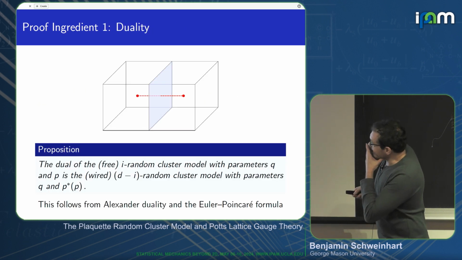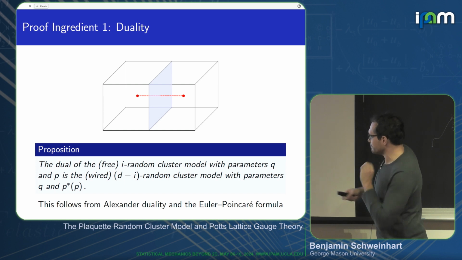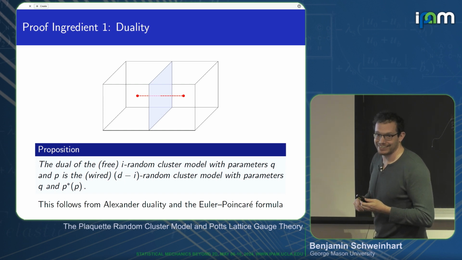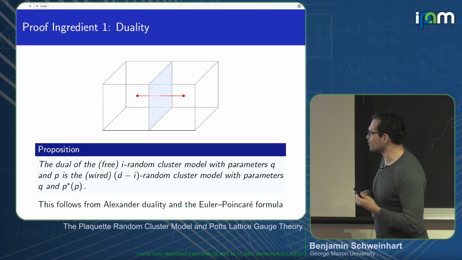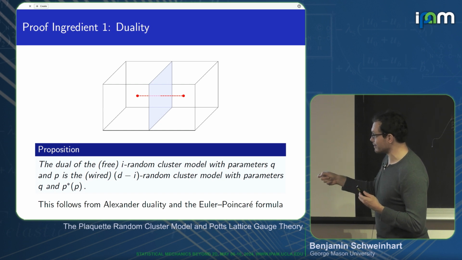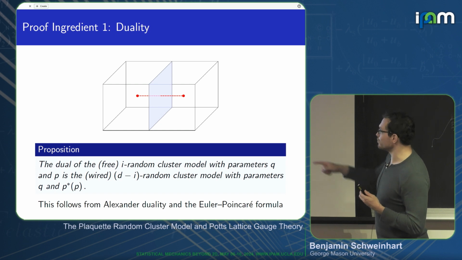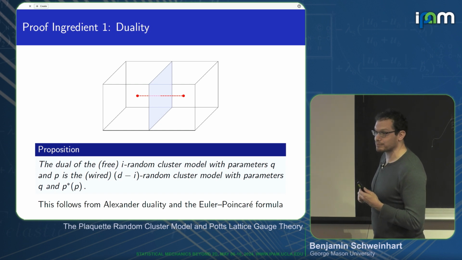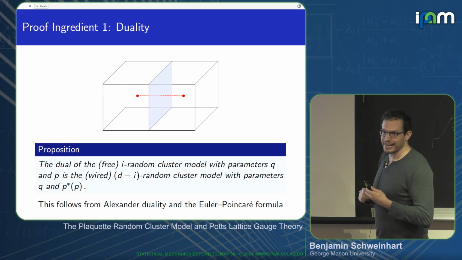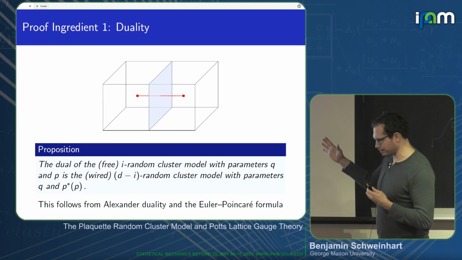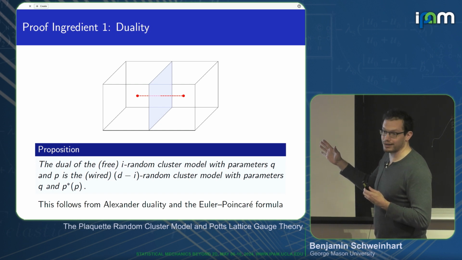Okay? And then proof ingredient 1 is that, so I did sweep boundary conditions under the rug, but you kind of need them here. If you take the dual of the random cluster model on Z^d with free boundary conditions, that is dual to the wired random cluster model on Z^d. And the duality works as shown in this picture and is explained in Paul's talk: for every square plaquette, there is a unique edge going through the center. So in the two-dimensional plaquette random cluster model, your dual is going to be a bond percolation.